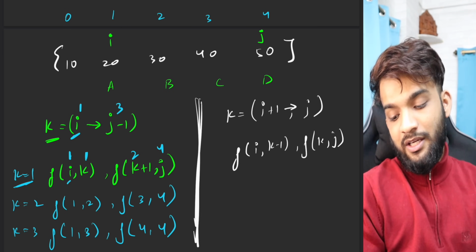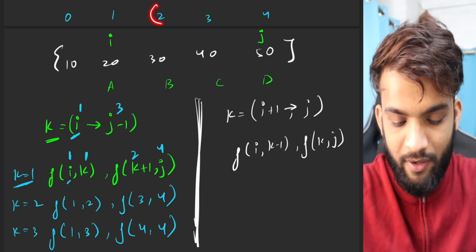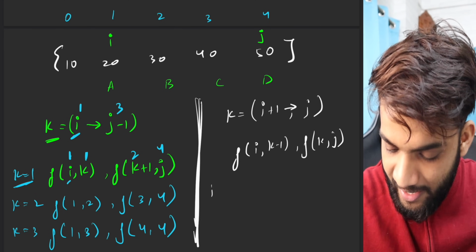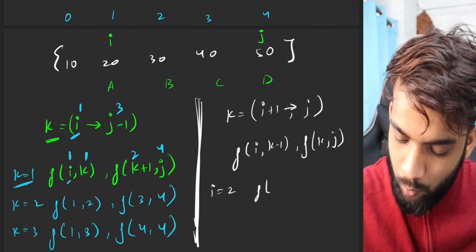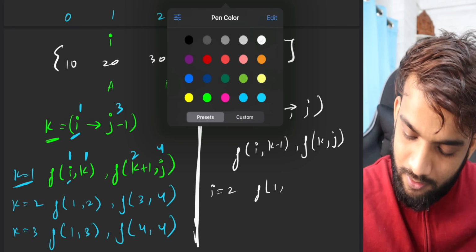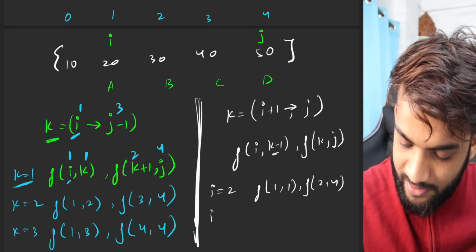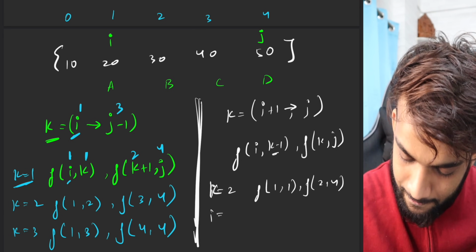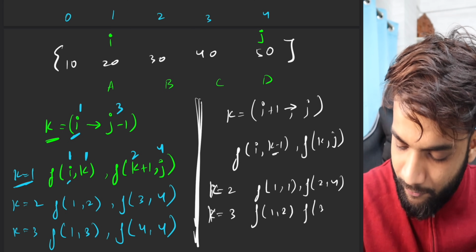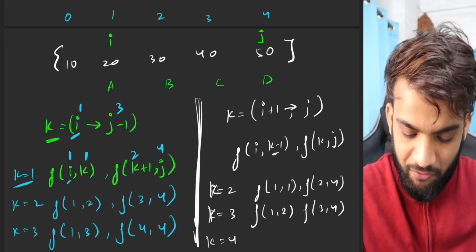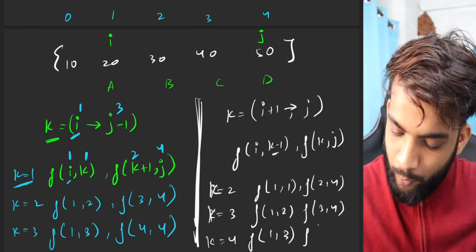That's it. If you're running the loop from here to here, which means 2 to 4, then let's see what happens. If i is 2, which is the initial case, then it will be f of 1 comma k minus 1, so f of 1 comma 1, and f of 2 comma 4. If k is 3, it will be f of 1 comma 2 and f of 3 comma 4.